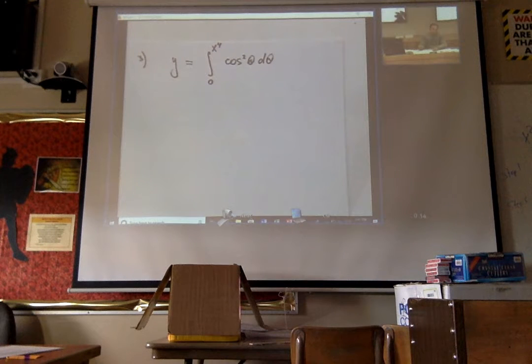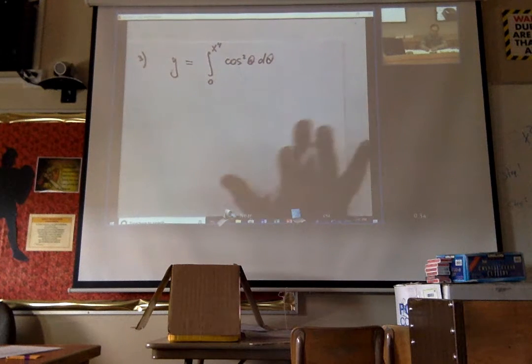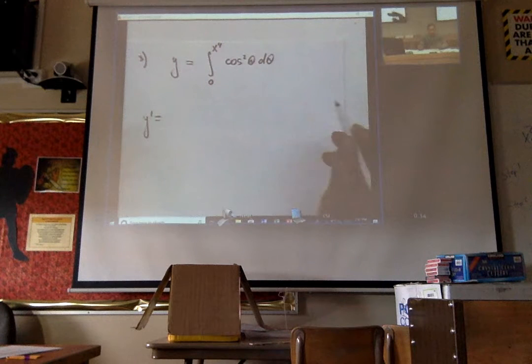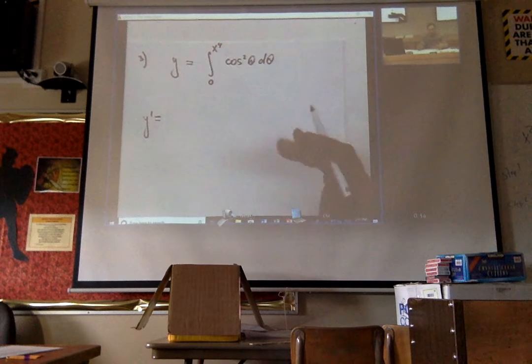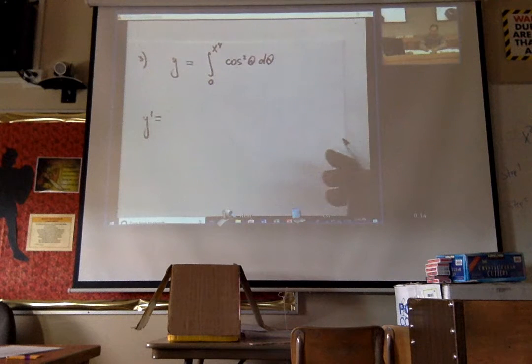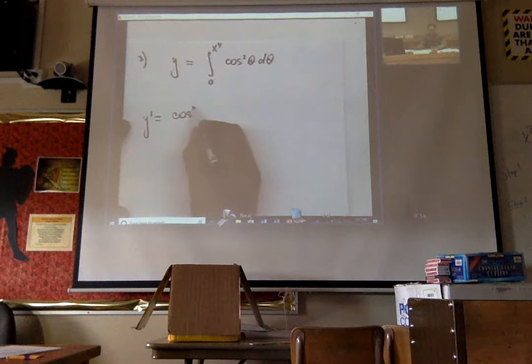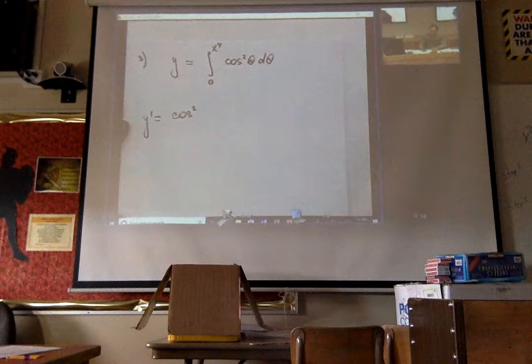So first of all, check whether you have x on the top or on the bottom, flipping if you have to. The next step is what we had before. We're going to take this x to the 4th and substitute it into the function. So we'll have cosine squared of what? X to the 4th.